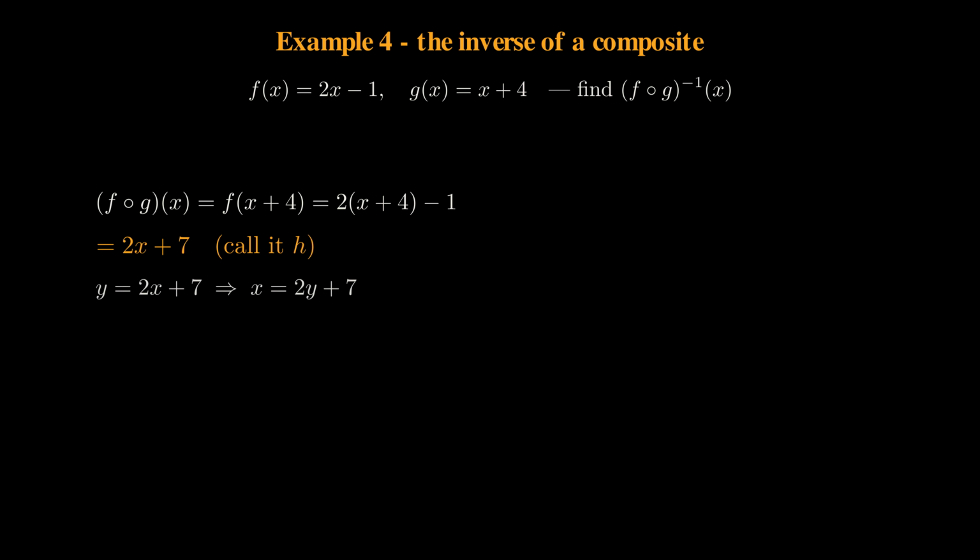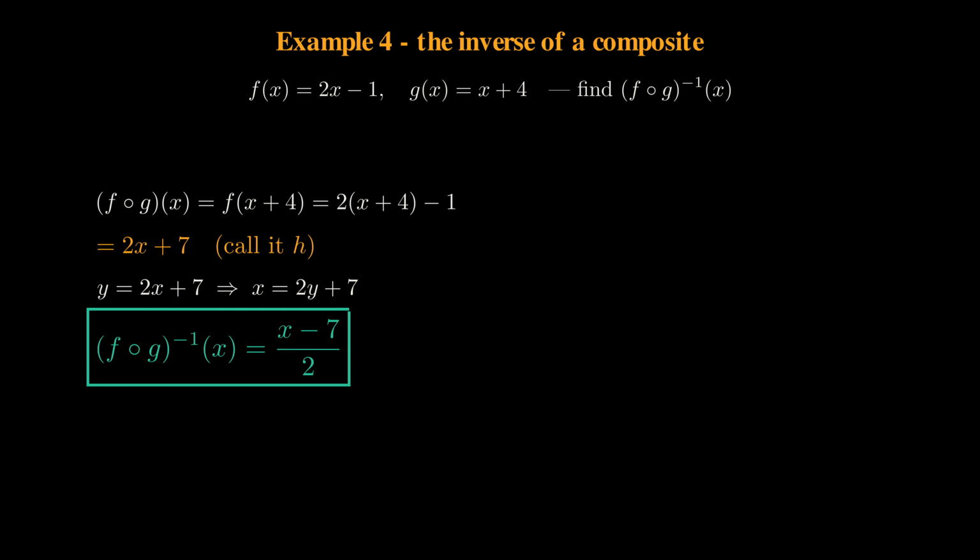y equals 2x plus 7. Swap to x equals 2y plus 7. And solving gives y equals (x minus 7) over 2. There's the inverse of the composite. Here's the deep payoff. And it's our socks and shoes from the very start.